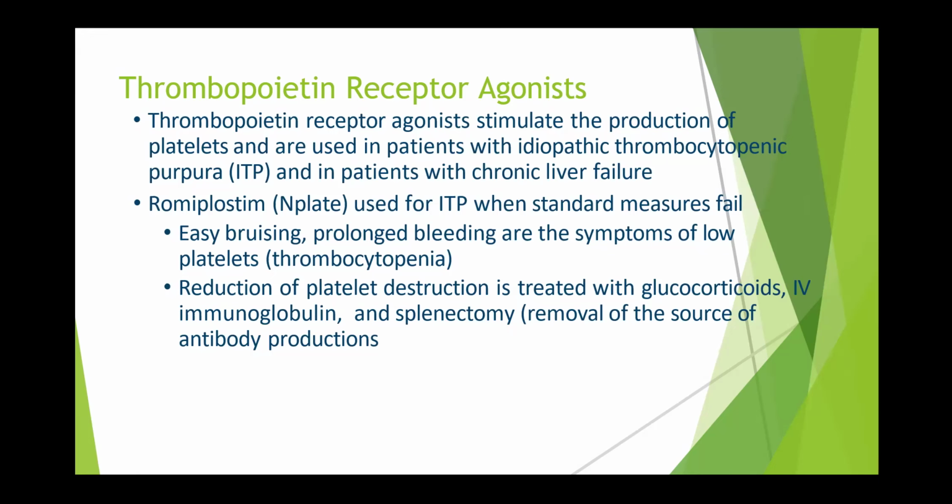Then we have thrombopoietin receptor agonists. So these drugs stimulate the production of platelets, and they're used in patients with idiopathic thrombocytopenic purpura and also patients with chronic liver failure. Okay. Romiplostim, which is Nplate, is used for ITP, that's idiopathic thrombocytopenic purpura, when standard measures fail. So in other words, that's kind of like the last resort we can use.